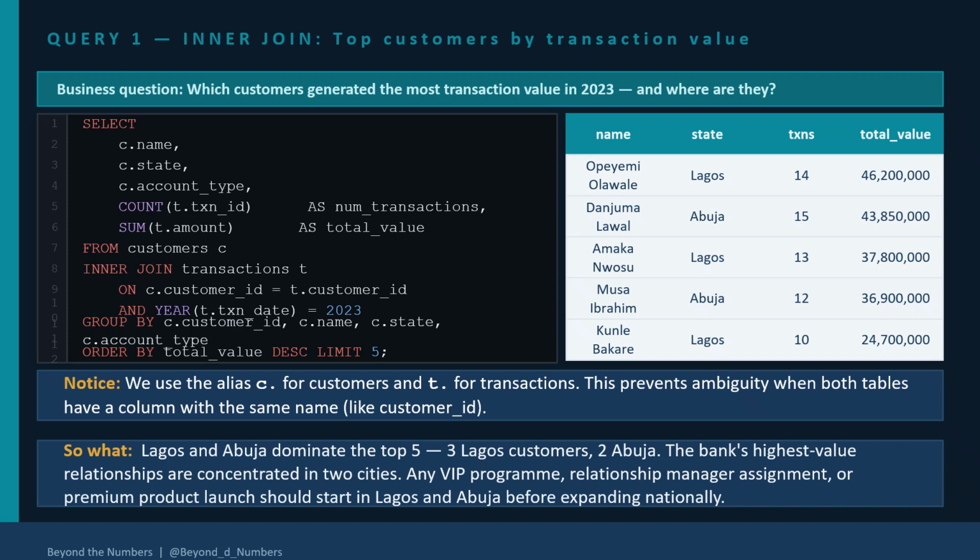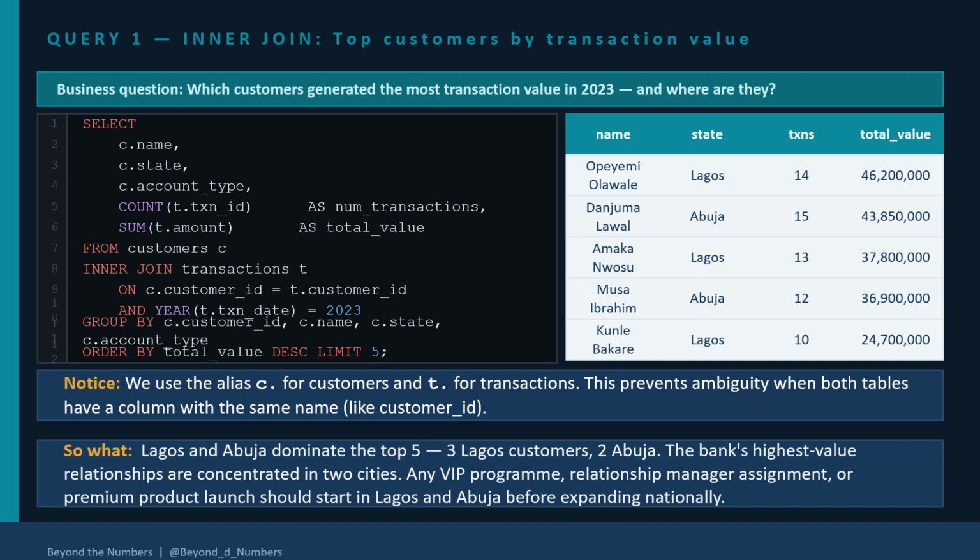The alias C for customers and T for transactions are important. Both tables have a column called customer ID. If you just write customer_id in the query, SQL does not know which table you mean. So that's why C.customer_id means the one from the customers table, and T.customer_id means the one from the transactions table. Always alias your tables when you're joining.